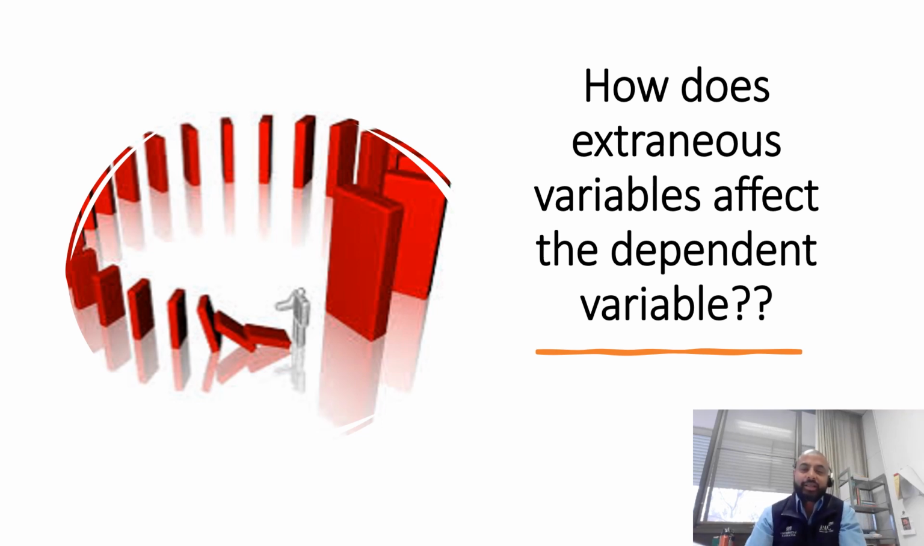Hi everyone. In today's video, I am going to show you an example of how extraneous variables affect the dependent variable in a study and why we should take these variables into account and address them as part of our research design. So let's get started, and I will also explain what I mean by independent variable and dependent variable, and then what we mean by the extraneous variable.